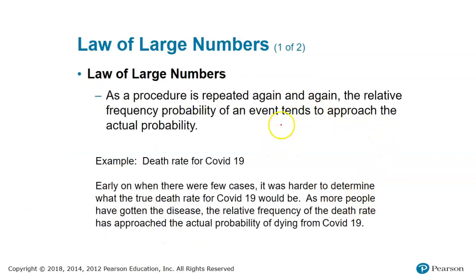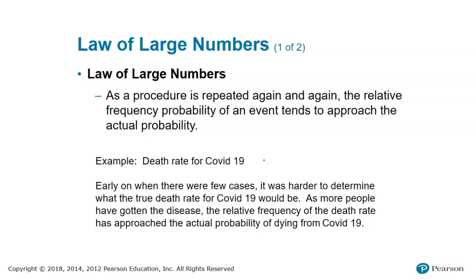Okay, the law of large numbers is another concept that you should be familiar with as we get started. As a procedure is repeated again and again, the relative frequency probability of an event tends to approach the actual probability. So I want you to think about, we're all kind of living in the middle of this pandemic with COVID-19. Early on in this pandemic, there were not a lot of cases, so it was really kind of hard to get a grasp on what the death rate for COVID-19 was. Some were reporting it higher and some lower, and it was just kind of all over the place.